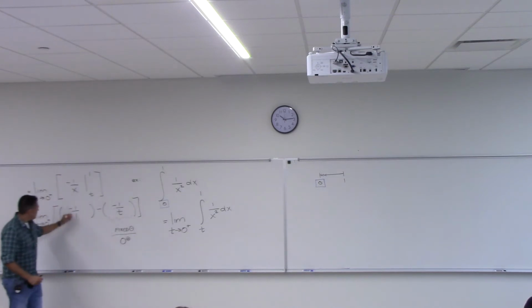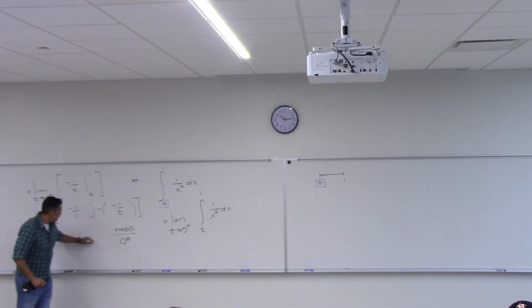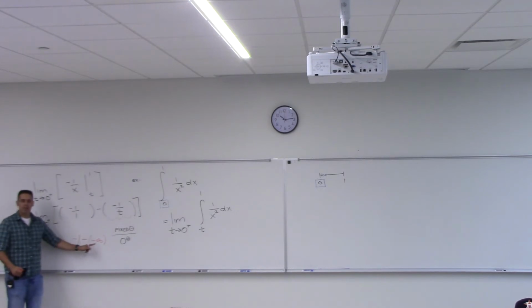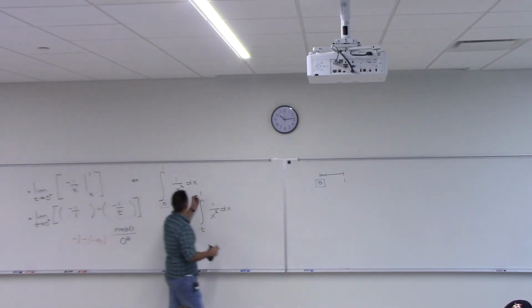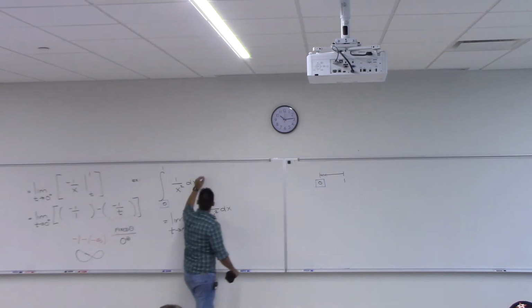So here's what we have. This is negative 1 minus, and then this goes to negative infinity. But that's the same as negative 1 plus infinity, which is infinite, so it diverges. So this is infinite. Diverges.